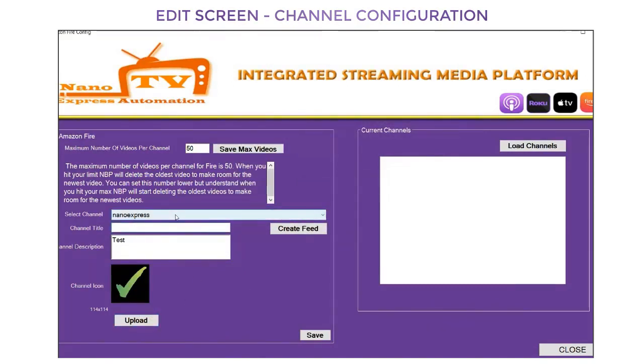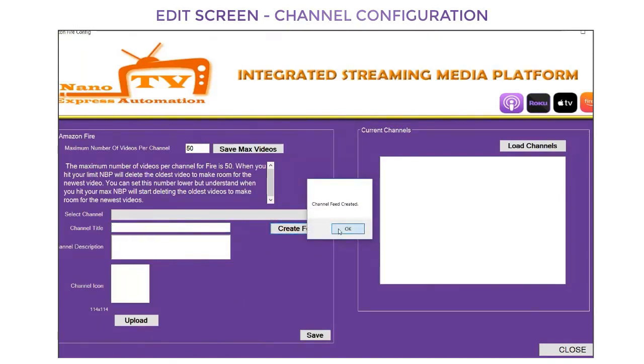I'll give it a title of title. Because you're able, even though it's the same content, I can name it and lay it out totally different for Amazon than I do Roku. So I can give it a different title, I can give it a different description, and I can create this feed, right? So once I fill this out and tell it I want this, the channel feed is created. So now that's created, that's great. I can just hit save.